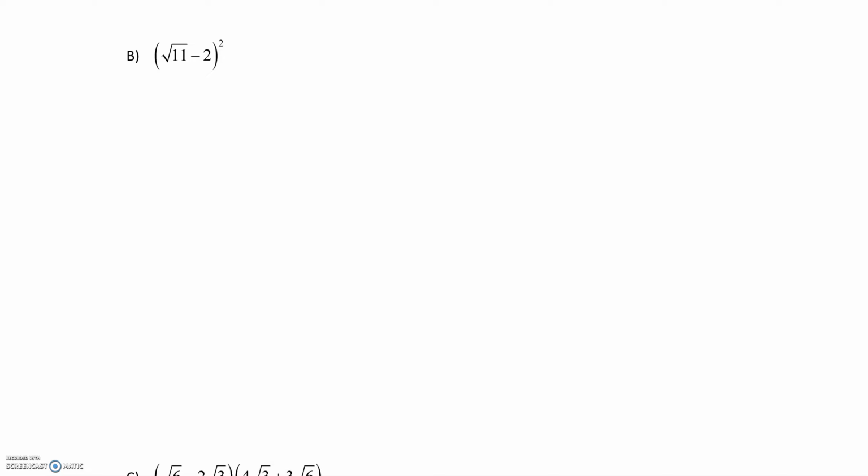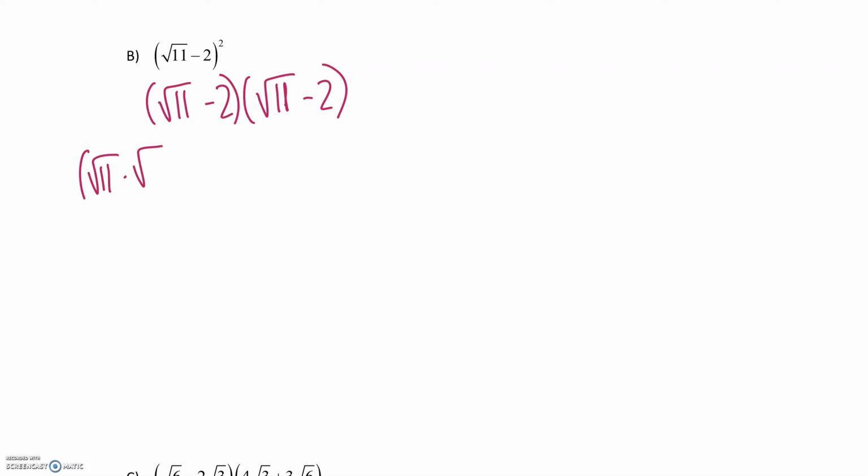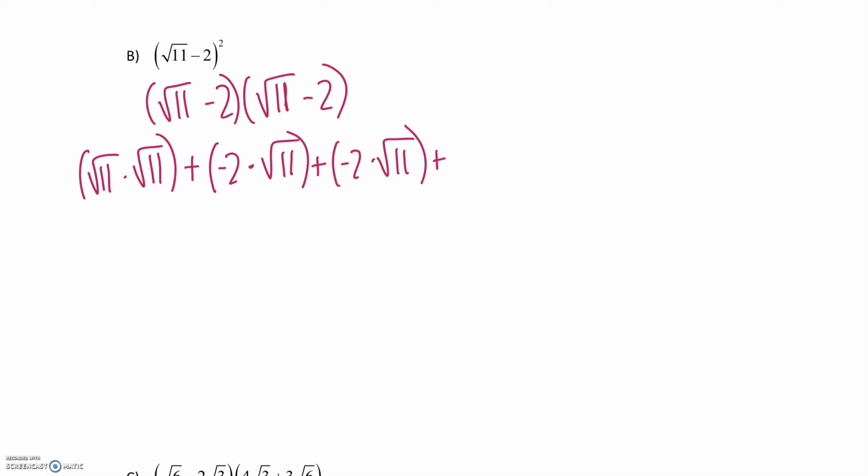On this next one, if we are squaring these, we're going to have the square root of 11 minus 2 times the square root of 11 minus 2, which means we're going to have to use our FOIL method. So we are going to have the square root of 11 times the square root of 11, plus negative 2 times the square root of 11, plus negative 2 times the square root of 11, plus negative 2 times negative 2.